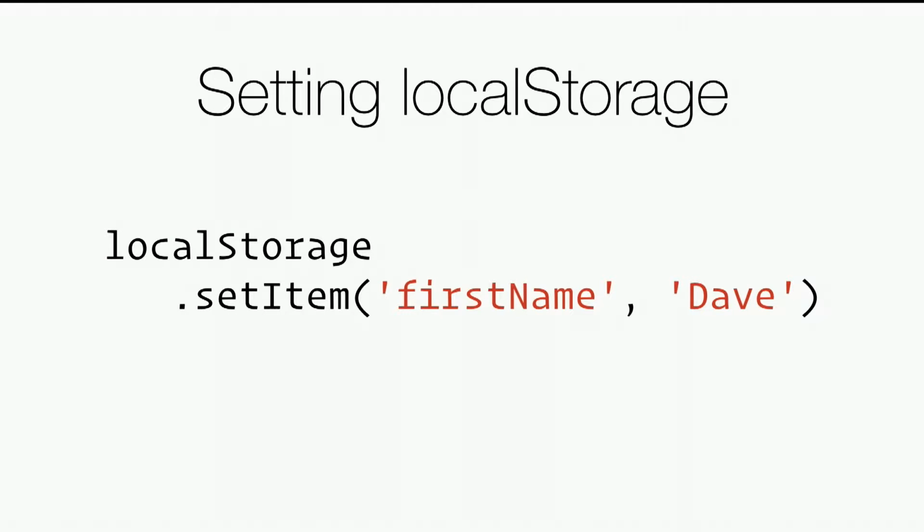To set an item in local storage, localStorage.setItem. First argument, the name of the item. The second argument, the value. So local storage is this place for storing things in the browser, not on a server, but local to your machine, so that you can get to it later, so that when you refresh the page, you can still get to that.